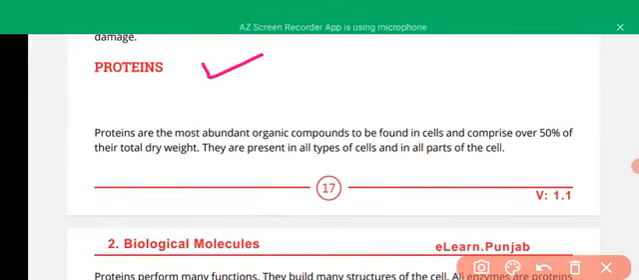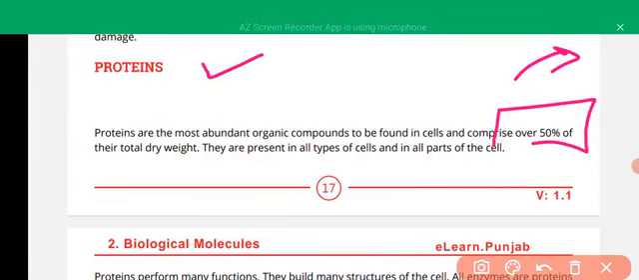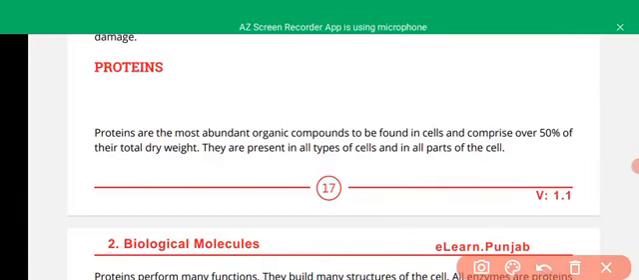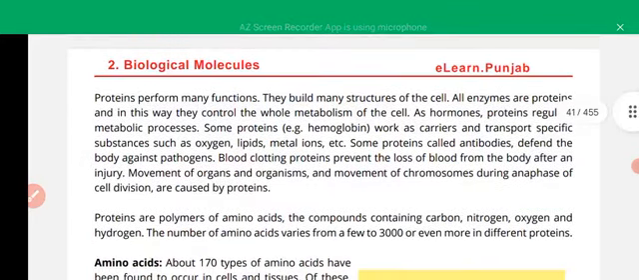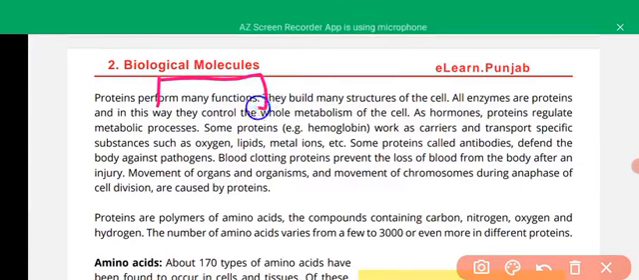We have already known that proteins are the most important and most abundant organic compounds found in living organisms. They make up about 50% of the dry weight, excluding water. They are present in all types of cells and in all parts of the cells. Every enzyme is a protein, and most hormones are proteins. There are different functions performed by proteins. We will discuss the different functions of proteins.